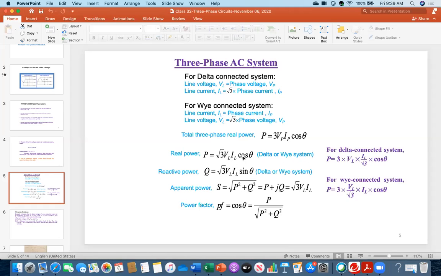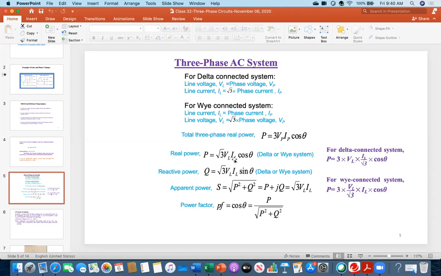And as I said, both equations have the same meaning, but in real world practice, voltage and current are always expressed in terms of the line quantity. That's why you have to use this one. Then similarly, reactive power, you all know, reactive power Q is 3 VP IP sine theta for total three-phase power. But then accordingly, using these relationships, it is root 3 VL IL sine theta. And the same thing goes for whether it is a delta or Y system.